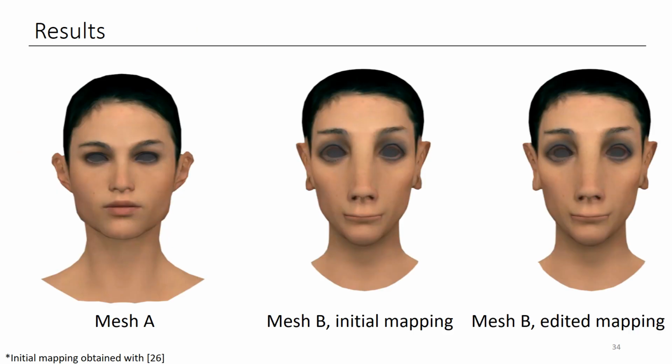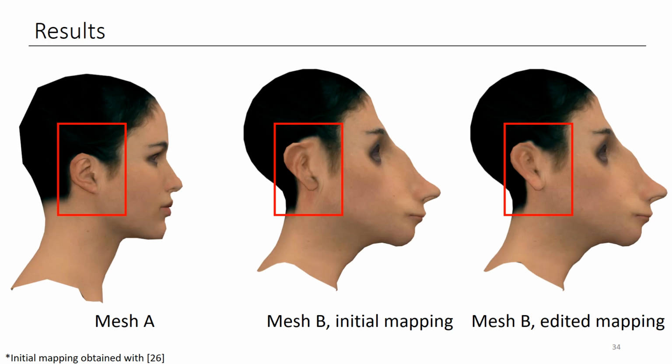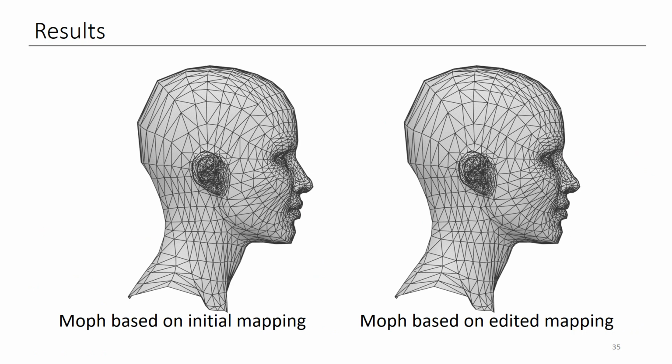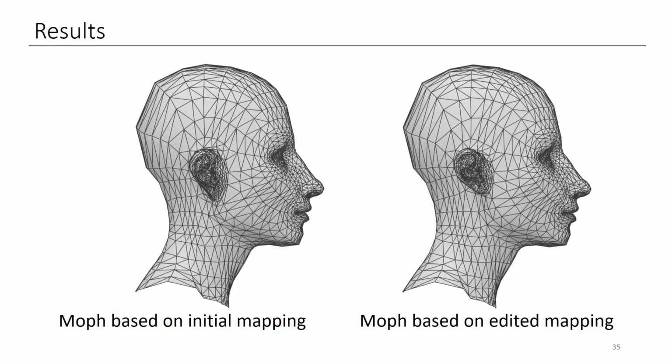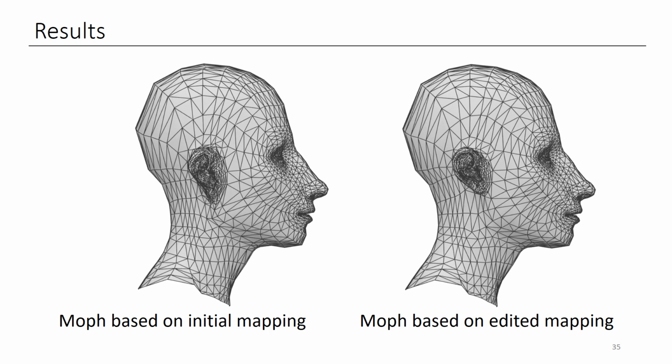We will now show results from our mapping editing approach. Here, a realistic facial texture is used for qualitative evaluation. Our approach reduces texture transfer issues locally in the ear region. Several applications, such as morphing, rely on a mapping as well. Mesh A morphed to mesh B is unable to recreate the ear. Morphing with the updated mapping pulls the vertices to the right place.